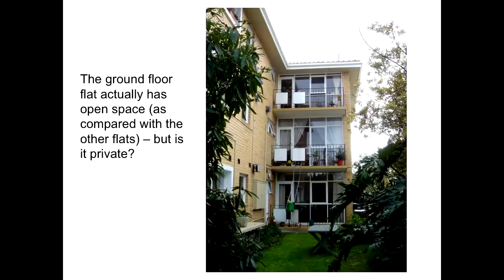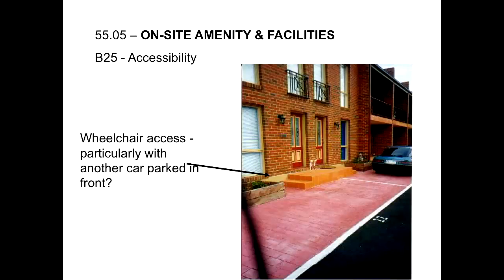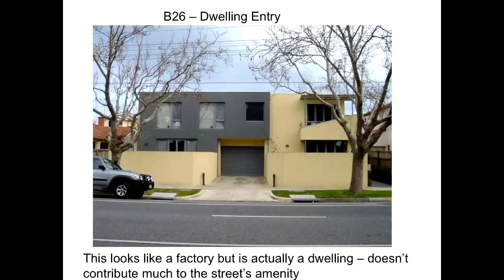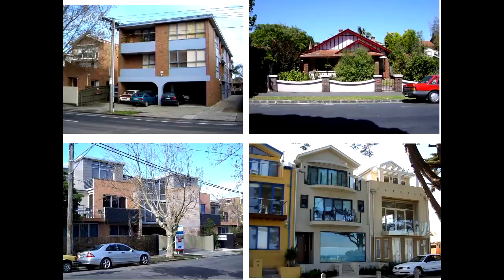Is the private open space usable? Who gets to use it? Accessibility. I pointed this one out before. This is part of a series that are about on-site amenity. Dwelling entries, trying to make them obvious and at a human scale and make them safe. This one kind of looks like a converted factory, not the most ideal situation. Doesn't add anything to the quality of the streetscape.